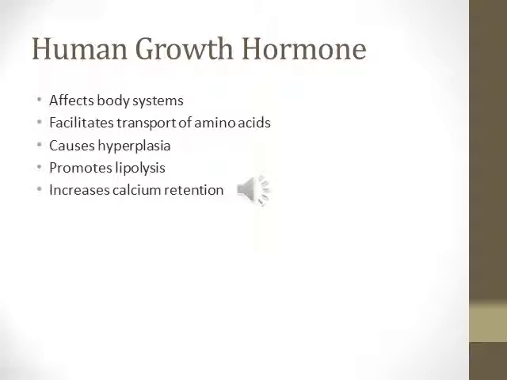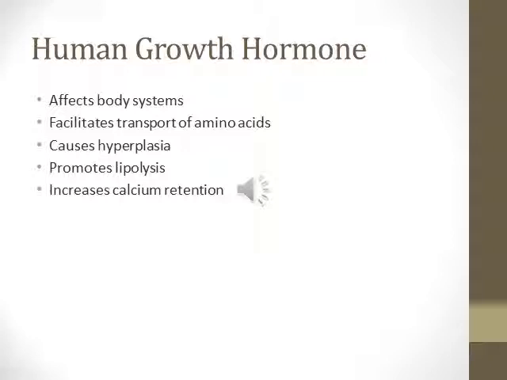So a couple things to note about human growth hormone, and some of this will explain part of the reason why individuals will use human growth hormone as an ergogenic aid. One thing, it does affect all body systems. So you typically think of people using human growth hormone to, again, increase muscle size and increase strength. But it affects all body systems. So when you take it, it could increase activity and growth throughout the body.